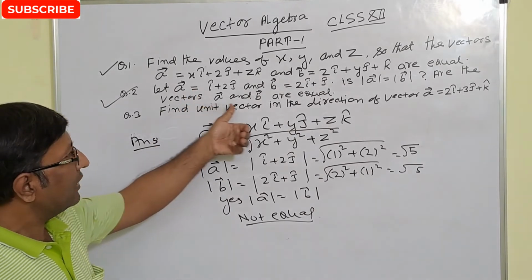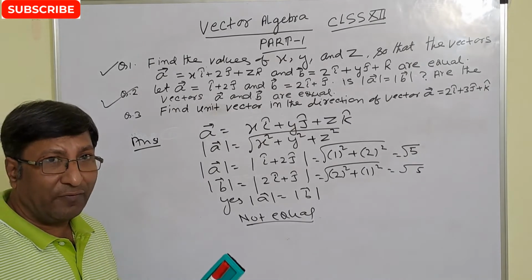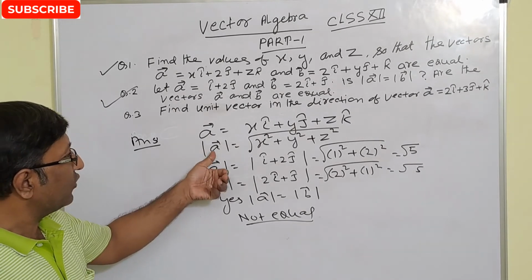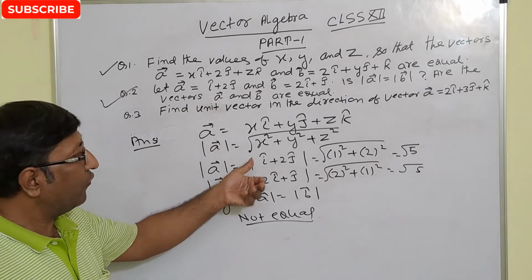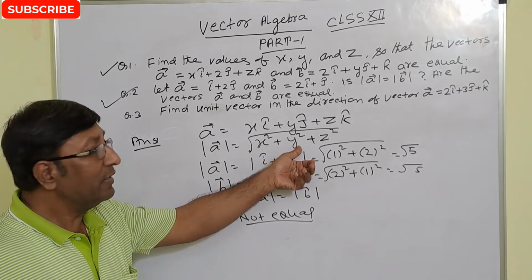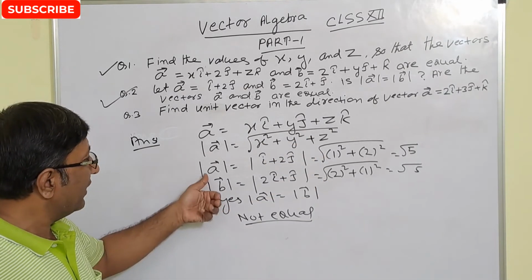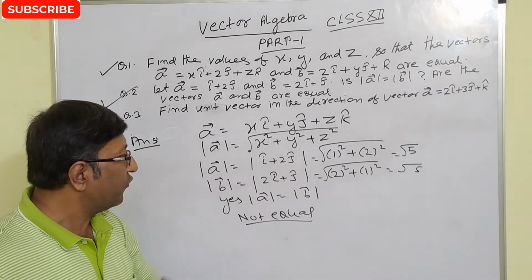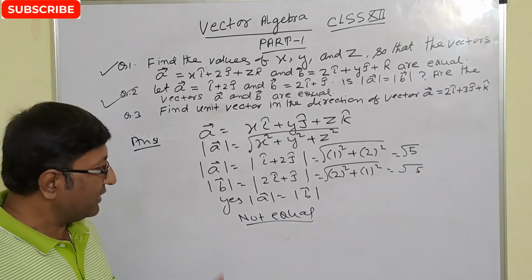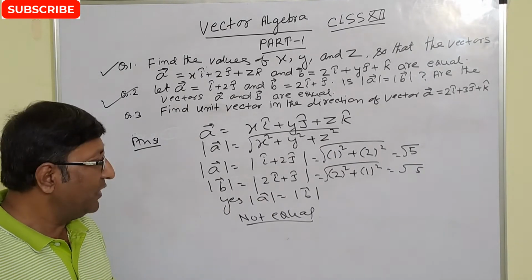Vector A given, vector B given. My question is: is magnitude of A vector equal to magnitude of B vector? So we know magnitude of A vector is what? Square root of coefficient of unit vector i square plus coefficient of unit vector j square plus coefficient of unit vector k square. So here magnitude of A is root 5. Magnitude of B vector is root 5. So both are equal. So yes, magnitude of A vector equals magnitude of B vector.